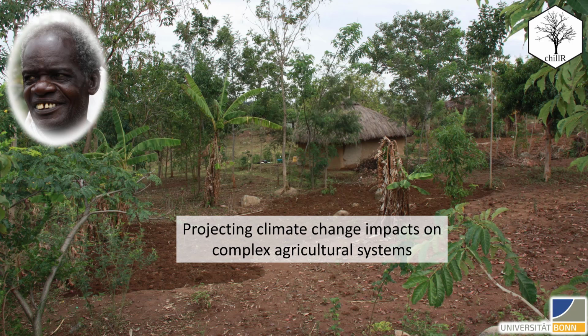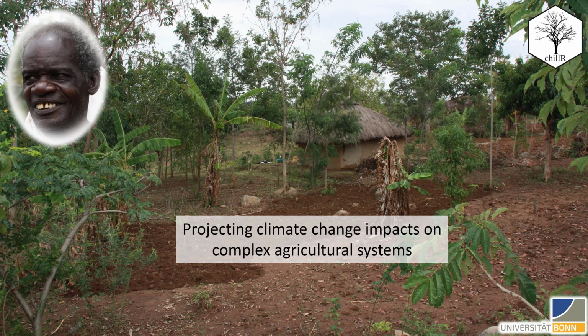Finally, I want to give you some thoughts on projecting climate change impacts on complex agricultural systems, because of course that is something that we may actually want to do, especially when you work in agricultural research for development. You may be particularly interested in smallholder farmers, like the one you're seeing here with his farm illustrated. This is somewhere in Western Kenya, and this system, of course, is pretty complex. There's all kinds of things going on, and we may need to understand what's going on here and be able to project climate change impacts on this farm in order to support this farmer properly.